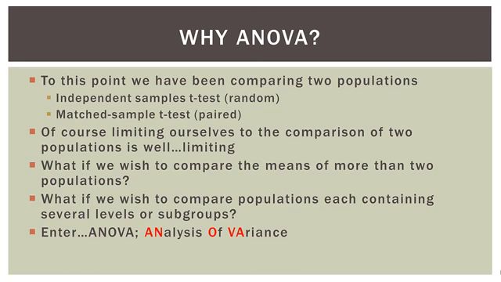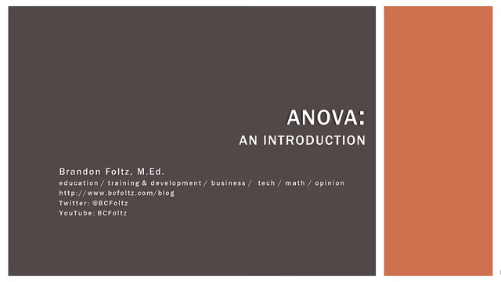Now, one more thing I want to hit on before we go on to the end slide and wrap up. Remember that we're looking at the variance between the means as compared to the variance within each sample. So it's all about variance. That's why it's called analysis of variance. Variance between as compared to variance within. So we're always looking at a ratio of two variances. Okay, so that wraps up our first video on the analysis of variance, or ANOVA.